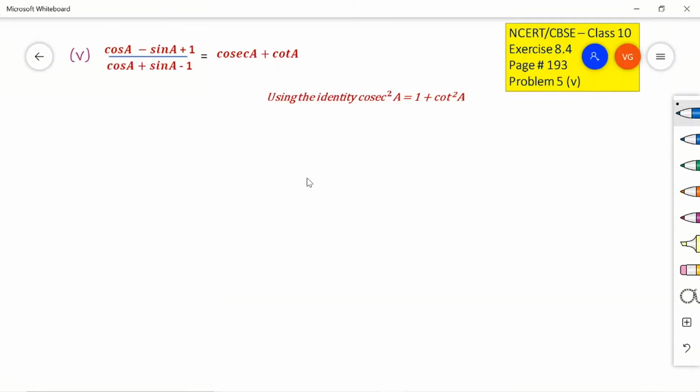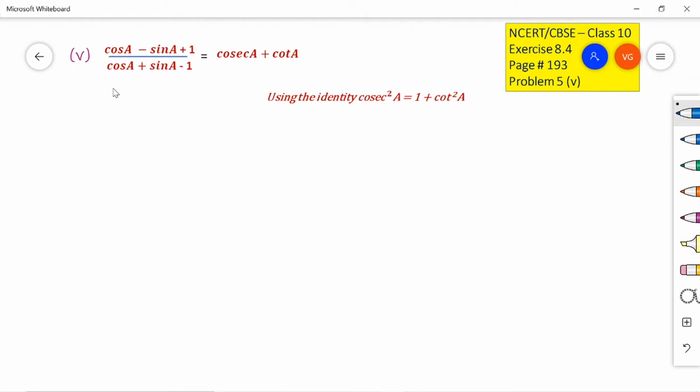This is the fifth subsection from problem number 5, exercise 8.4. The problem says: prove that (cos A minus sin A plus 1) divided by (cos A plus sin A minus 1) is equal to cosecant A plus cot A. And they've given: use the identity cosecant square A is equal to 1 plus cot square A.